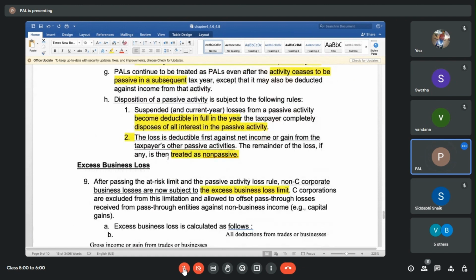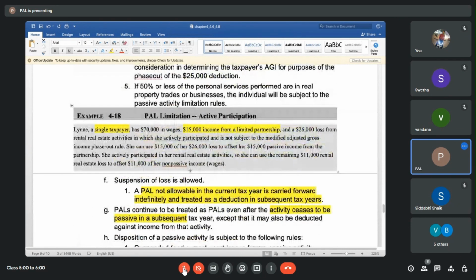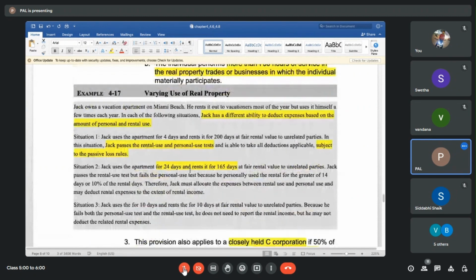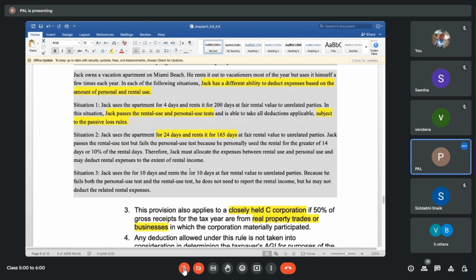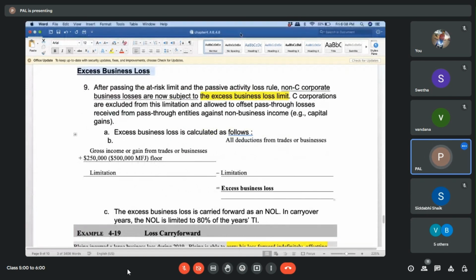Now, if anyone has any question, we'll take a couple of minutes break, because now we're done with the passive activity loss limitation topic, and we're going to start with something else. I hope everyone is getting it. I have a few sets of questions that we're going to do later. So we will do a test on this chapter and all the other previous chapters also. Okay, let's go to the next one now. It's already 6:08.